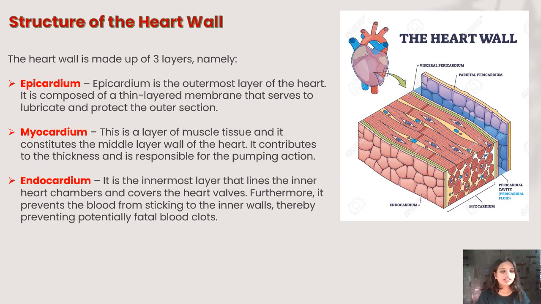And structure of the heart wall. The heart wall is made up of three layers. They are epicardium, myocardium, and endocardium. First is the epicardium. Epicardium is the outermost layer of the heart, and it is composed of a thin layered membrane that serves to lubricate and protect the outer section.